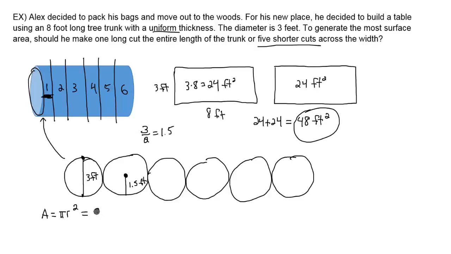So that's going to be 3.14. We'll use the approximation for pi times my radius, which is 1.5. And we're squaring that. That's going to be 7.065 feet squared. Now, that's the surface area for this first, I guess, circle right here. And that's going to be multiplied by 6 because we have 6 of them, right? So we're going to take 7.065, multiply this by 6, which gives us 42.39.